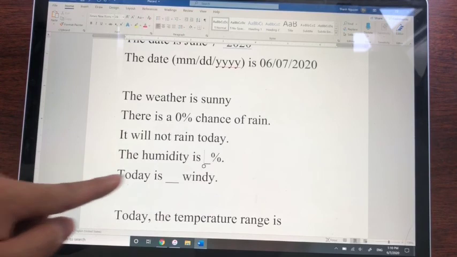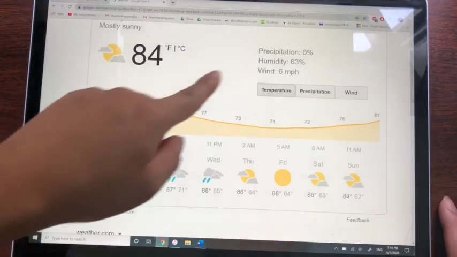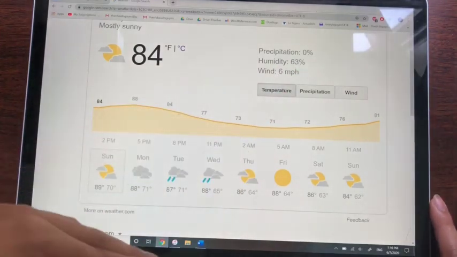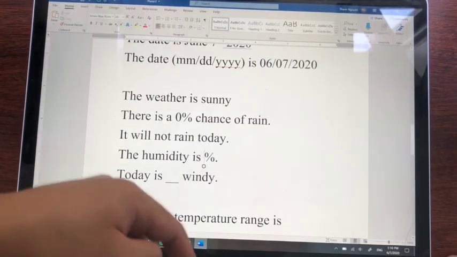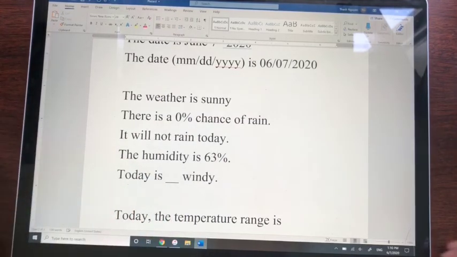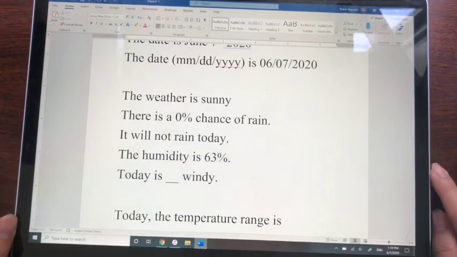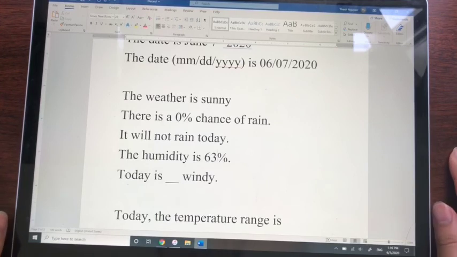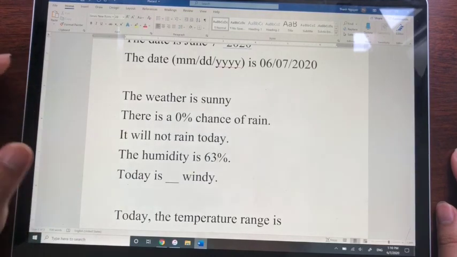The humidity is how much water there is in the air. The humidity today is 63%. So, if a humidity is around 50%, it's normal. If the humidity is around 100%, it's very, very wet. So in the last video, the humidity was 99%. It was very wet. Today, the humidity is 63%. So this is about normal.